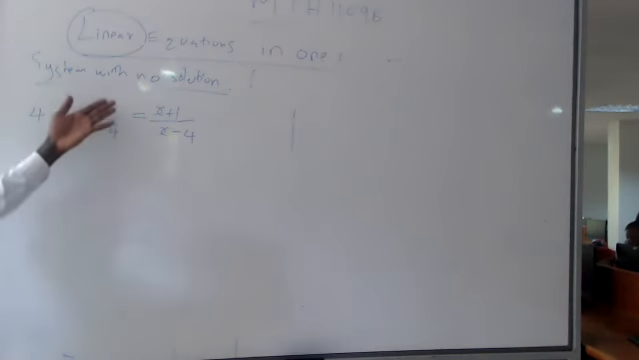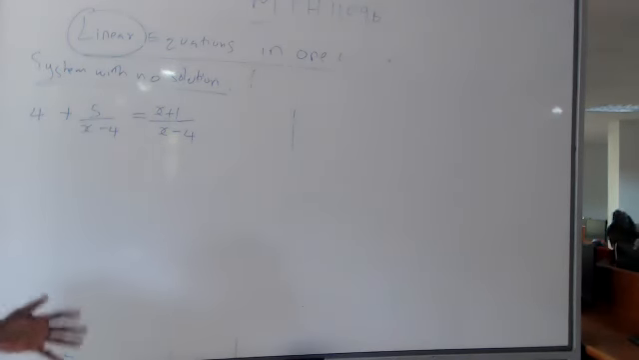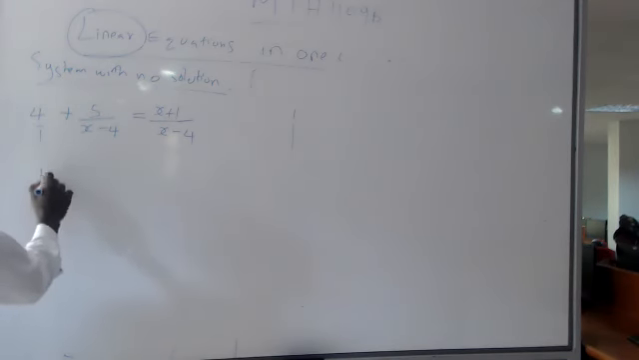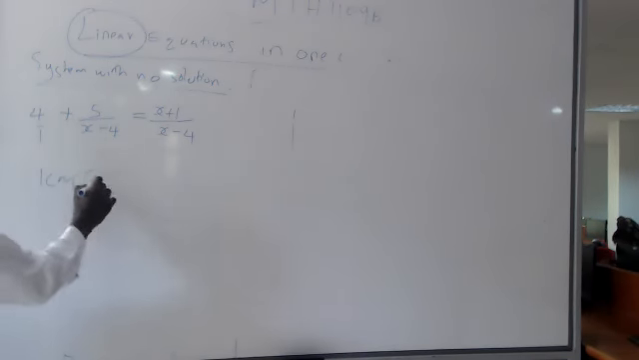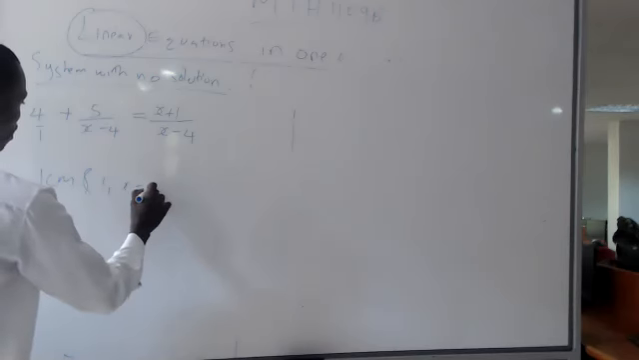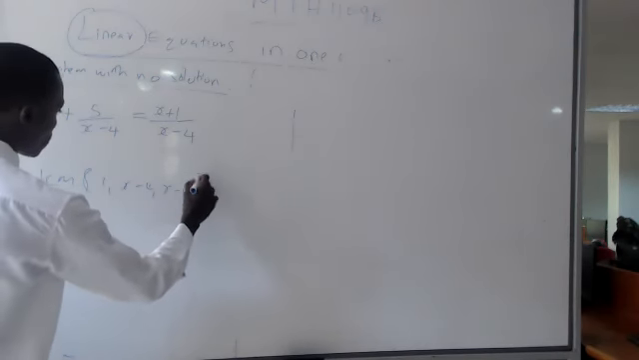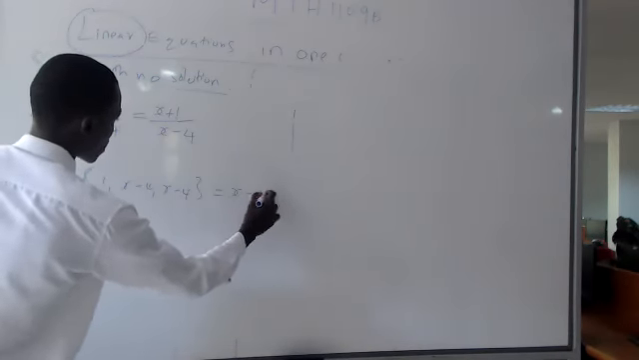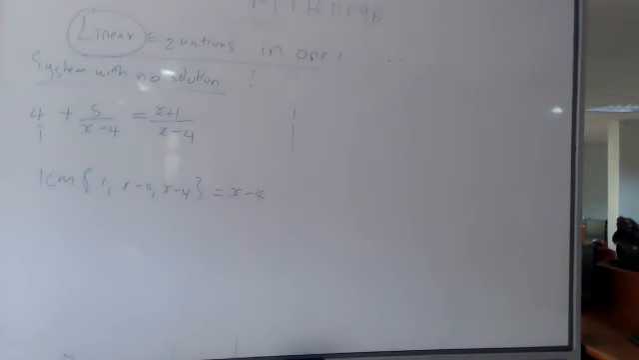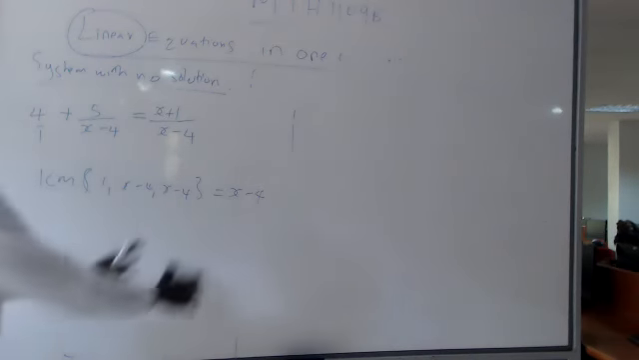Let us try to follow the steps and see if we can get a solution. So the first step is to get the LCM of denominators, 1, x minus 4, and x minus 4. Well, the LCM in this case is just x minus 4. Then multiply each term by the LCM.